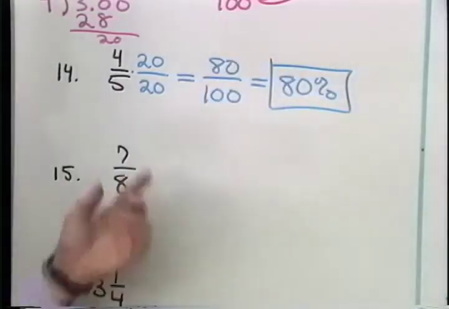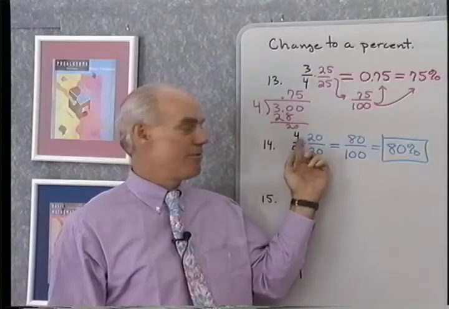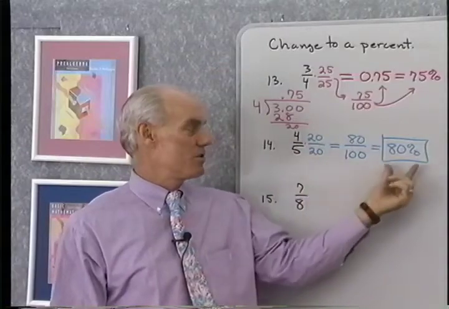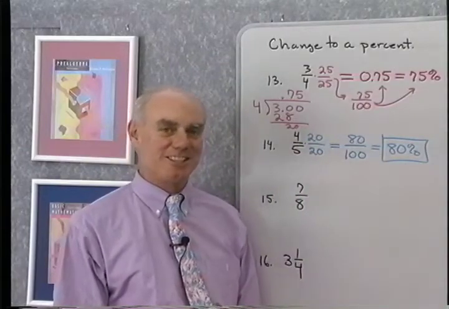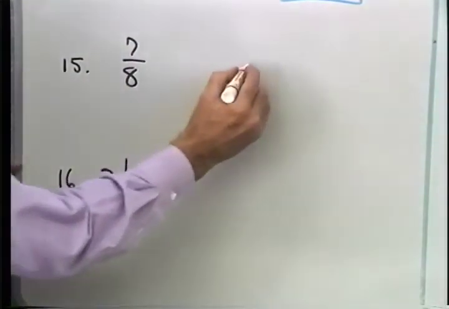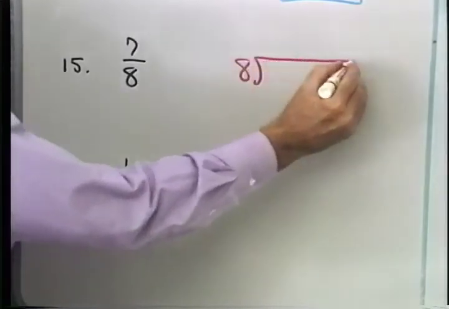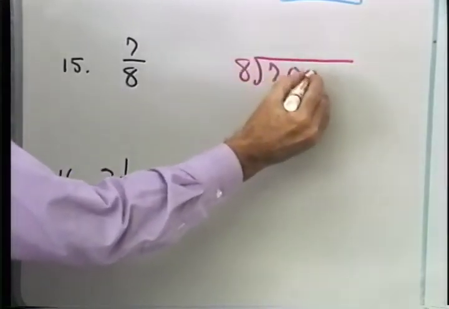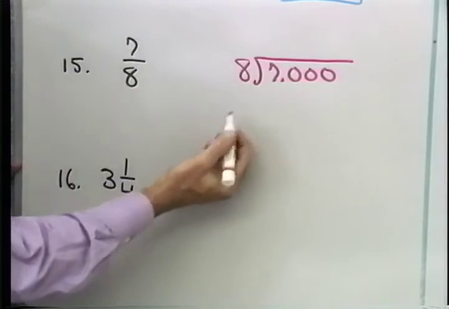Another way to do the same problem would be to divide 5 into 4. You'd get 0.80, which you change to a percent. You still get 80%. Here's another problem. 7 divided by 8. Let's try this one with division. So I'm going to divide 8 into 7.000. I'll give myself enough zeros to work.